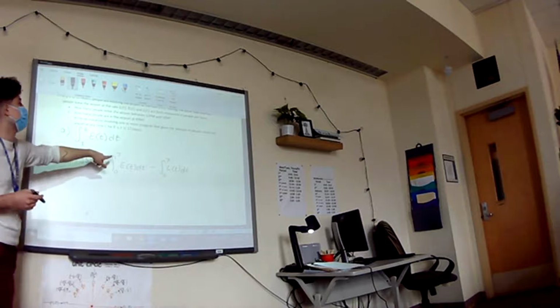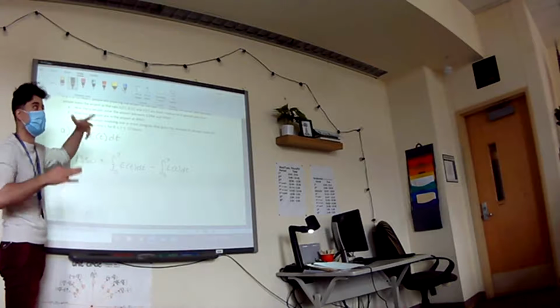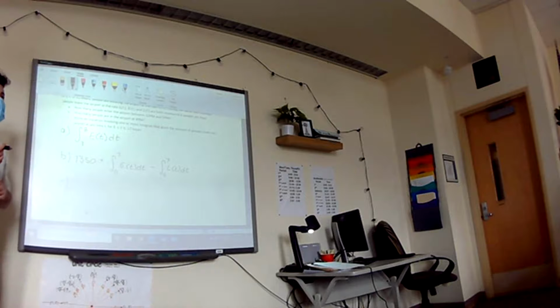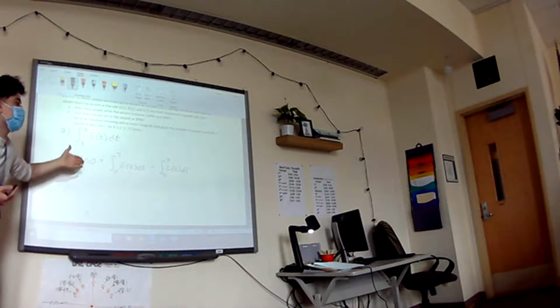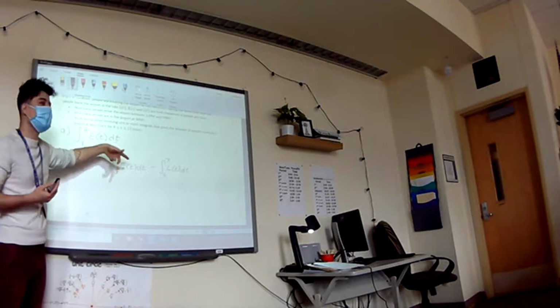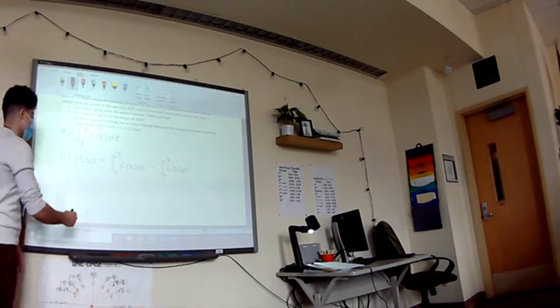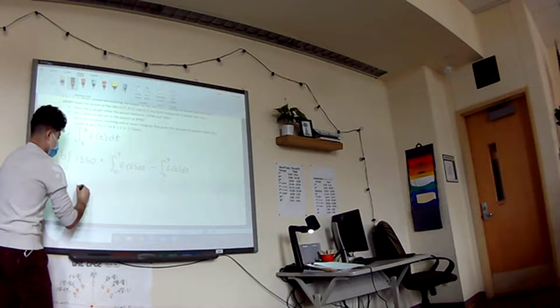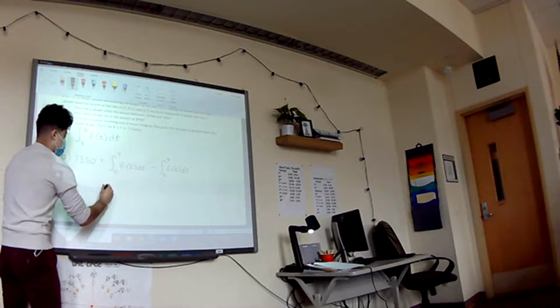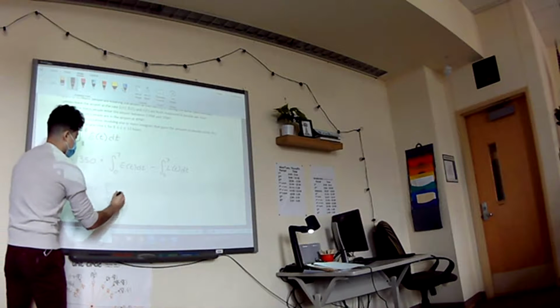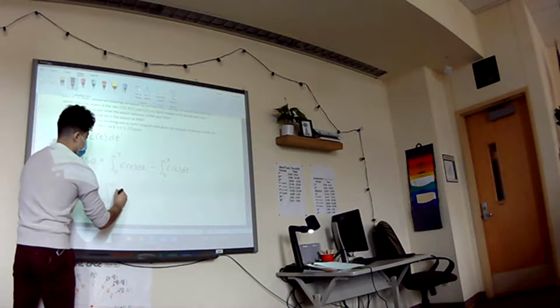So here it was for 7 hours. If I wanted it for any time t, would it be... Yeah, okay. It's this exact same thing, except instead of a 7, you put a t. All right, so that would be 1350 plus the integral from 0 up to t of e.